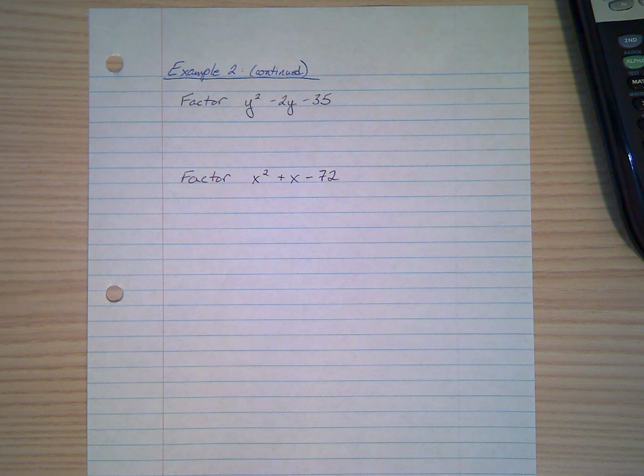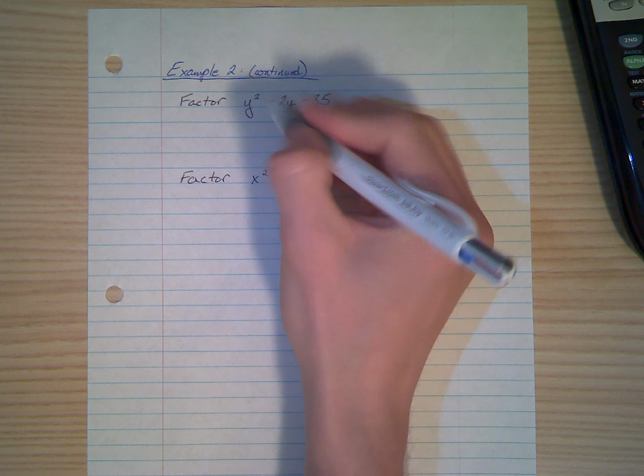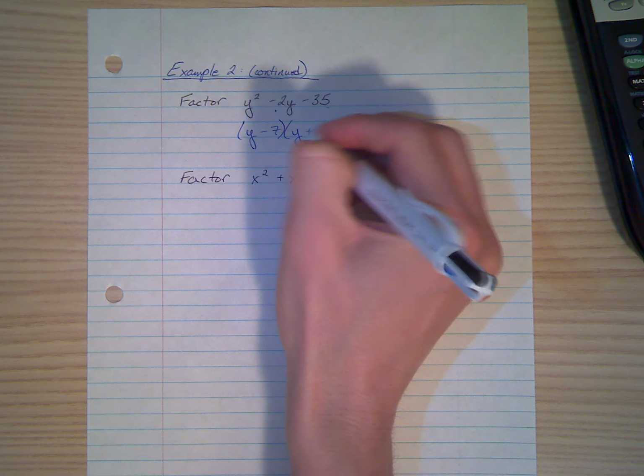Okay, 2 more. Go ahead and pause it if you want to try them before I do them. Otherwise, factors of negative 35 that make negative 2, well, that would be negative 7 and positive 5.